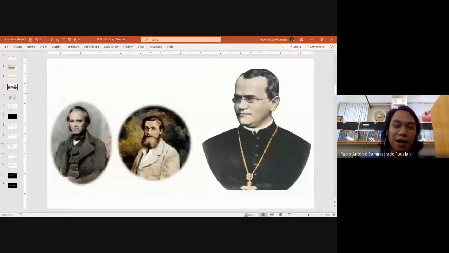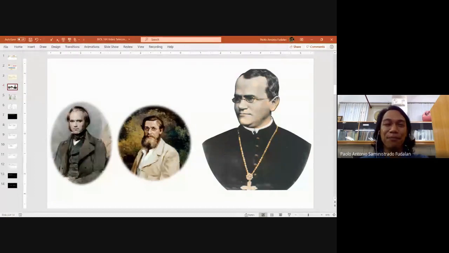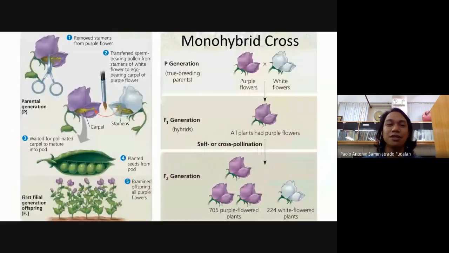So just to highlight that one, no? Remember that Mendel came very much later than both of the evolution theorists. So it was really just later on that the evolution theory was given the power, the mechanism that we now understand to happen. Let me go back. Okay, so this is how his work was like.